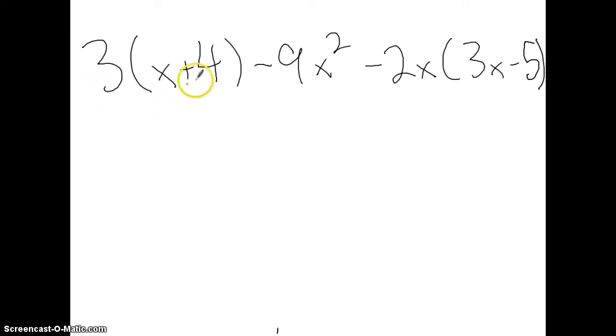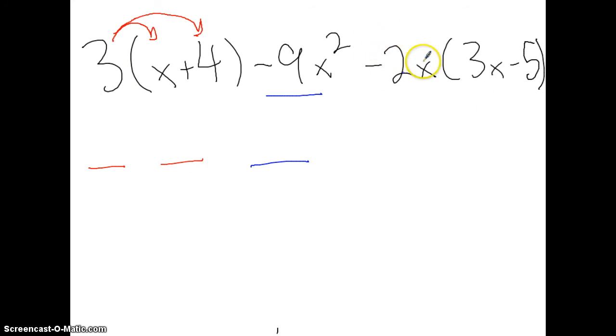This 3 is multiplying both these things. There's this squared here that's all by itself. We're going to have to multiply 2x times both of these things. So here we go. I'm going to distribute the 3 to the x as well as the 3 to the 4. So I've got 1, 2 terms there. I've got this term here. It's not multiplying anything, so I'm going to call it the blue term. That's 1, 2, 3 terms so far.